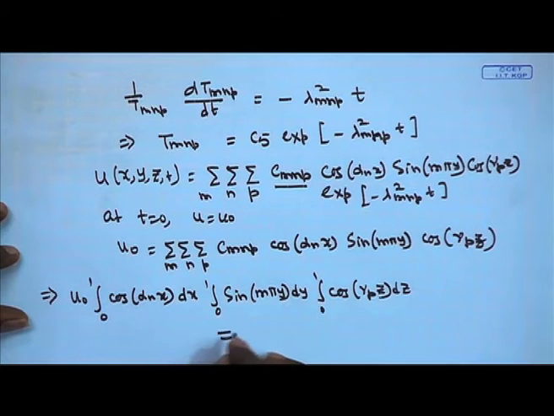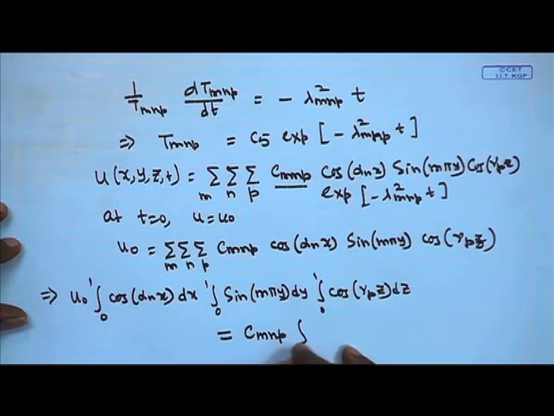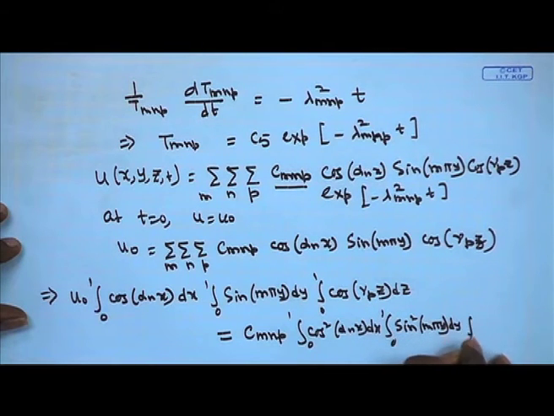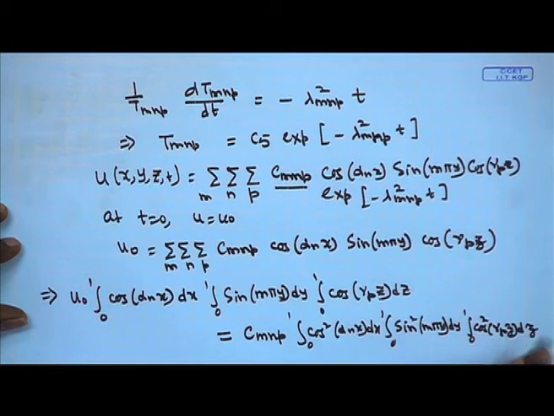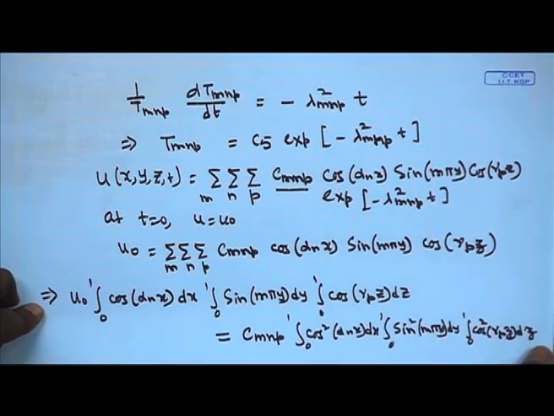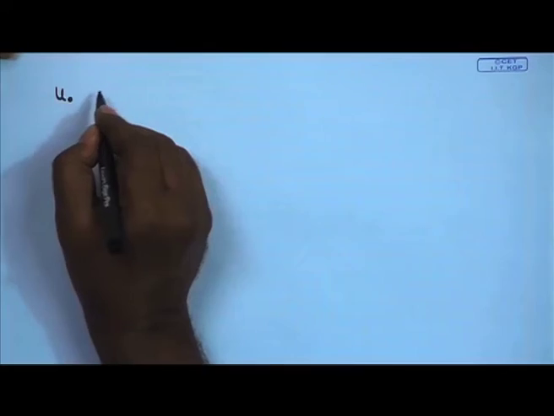In the right hand side, when you open up the summation series, all the terms will vanish because of the orthogonal property of the eigenfunctions. Only one term will survive, it will be C m n p times the integral of cos square alpha n x dx from 0 to 1, sine square m pi y dy, and 0 to 1 cos square gamma p z dz. And we have seen that all of these integrals will be nothing but assuming the value of half.